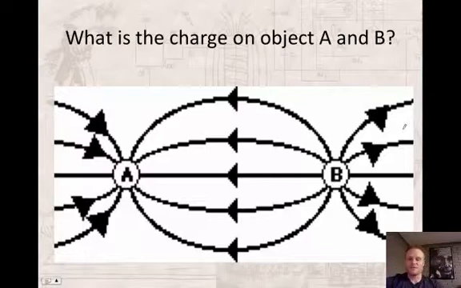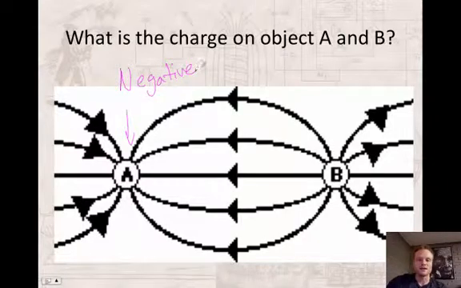Last example problem for you guys. What is the charge on object A? Okay, so here is object A, and you'll notice all the lines are going in towards it. So if the lines are going in towards this source charge, what must the charge be according to our rules? And the answer is it must be negative.